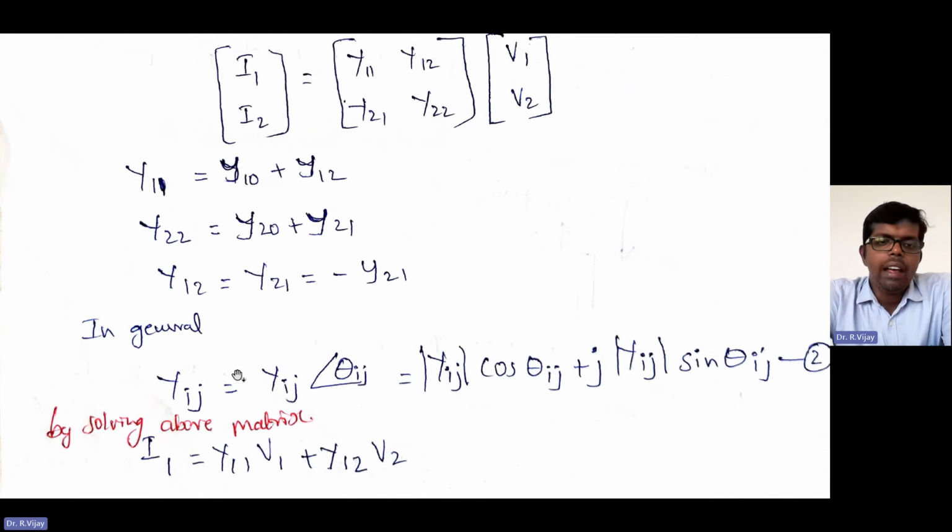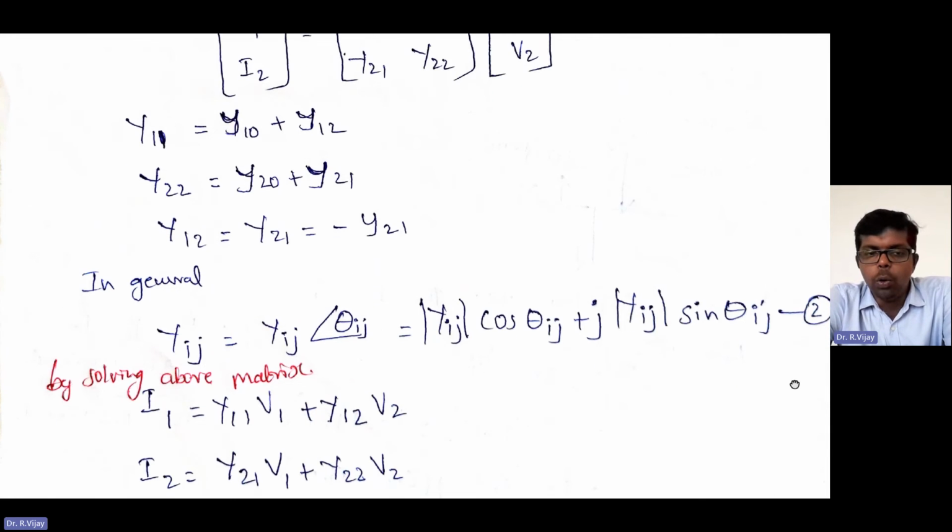So in general, we write Yij is equal to modulus of Yij into the phase angle theta ij. In general, we can write like this. So what is this theta ij? It is cos theta ij plus j sin theta ij. Just substitute here and elaborate this equation. That is modulus of Yij into cos theta ij plus j into modulus of Yij into sine of theta ij. Take this as equation number 2.